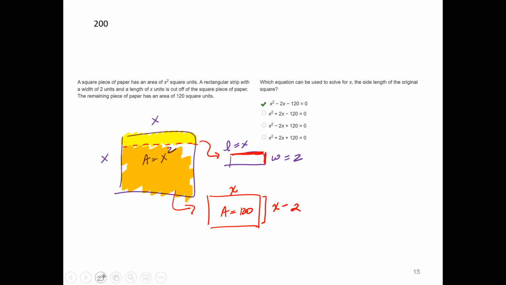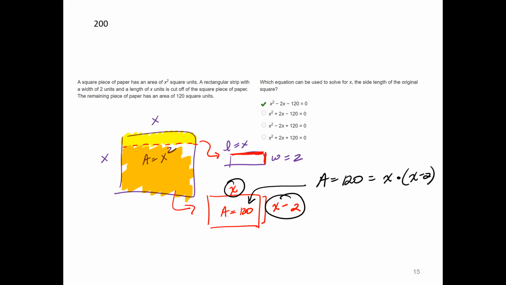Okay, so let's take a look at this. If I were to find the area of this leftover rectangle, I know the area is 120 because it tells me it's 120. How do I find the area of this? Isn't the area going to be side times side? So you have x times this x right here times this side, which is x minus 2.